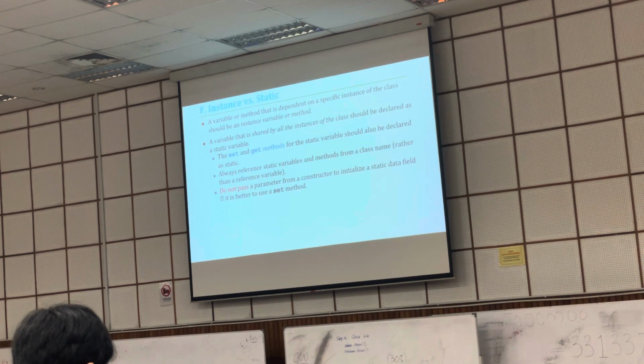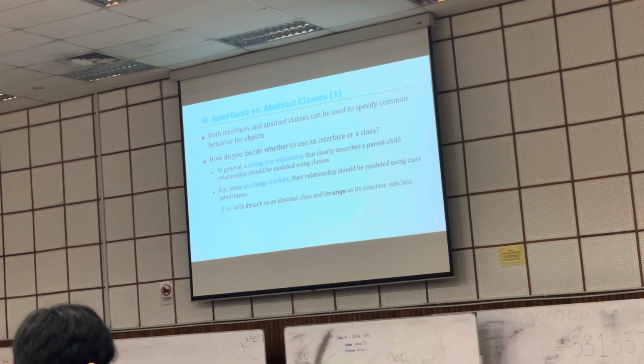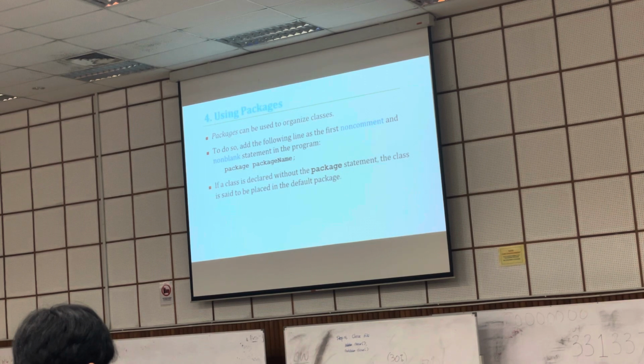Completeness. Choose whether you want to go for instance variable or static variable. Choose whether you want to go for inheritance or aggregation. Has-a relationship and is-a relationship are different. Interface, or you want to go for abstract classes, all this you have to check. Okay. So that is all about the class diagram.